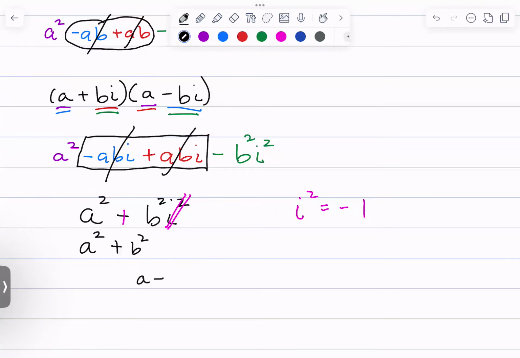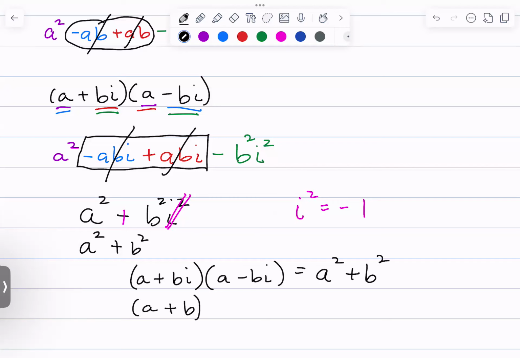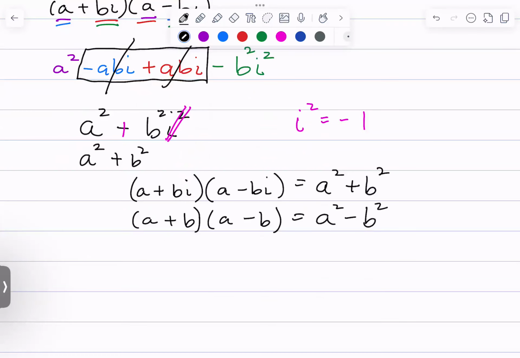So my difference of squares here would equal a squared plus b squared. If I have two binomials with real numbers, I would have a squared minus b squared. Okay. All right.